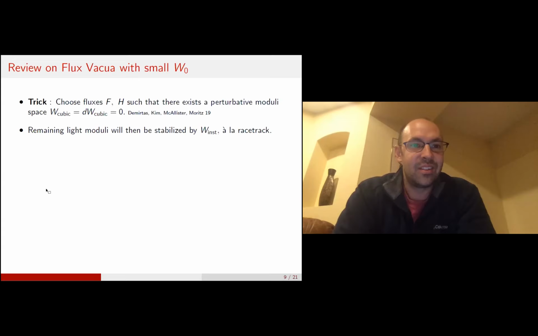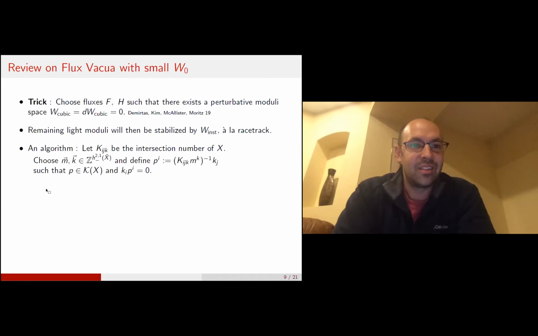So let me give you an algorithm of this sort. Let K_ijk be the intersection numbers of the mirror Calabi-Yau X. Then you can define vectors m and k, and define a vector p such that p is in the Kähler cone of the mirror Calabi-Yau and at the same time orthogonal to the vector k. Then in our paper in December, we gave a way to construct the flux vectors f and h such that, as I promised before, the cubic terms in the flux superpotential vanish along a flat valley, which is parametrized by the axio-dilaton.